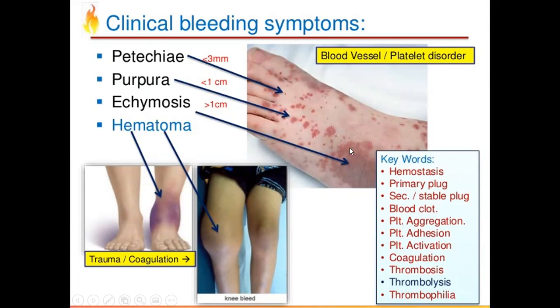Ecchymosis, you see how big it is? It is larger, an extravasation of blood, more than 2 millimeters in area.